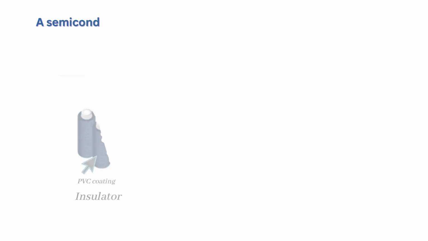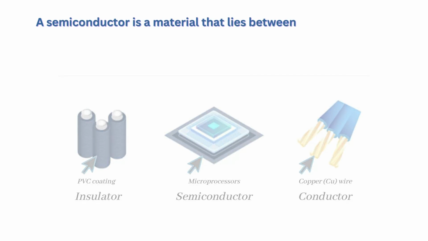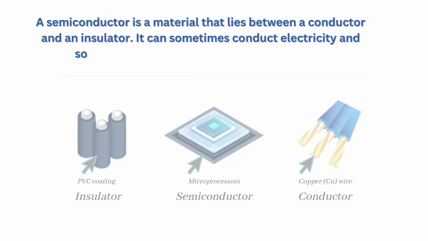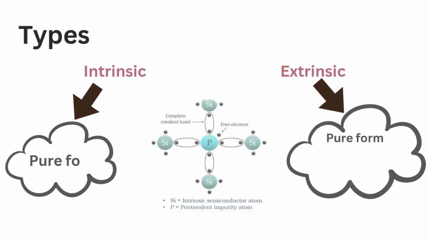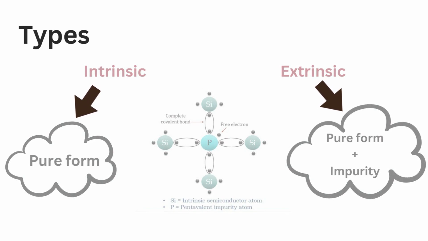A semiconductor is a material that lies between a conductor and an insulator. It can sometimes conduct electricity and sometimes block it, like a smart gatekeeper. There are two types of semiconductors. An intrinsic semiconductor is a pure semiconductor, while an extrinsic semiconductor is doped with impurities and is classified as either p-type or n-type.